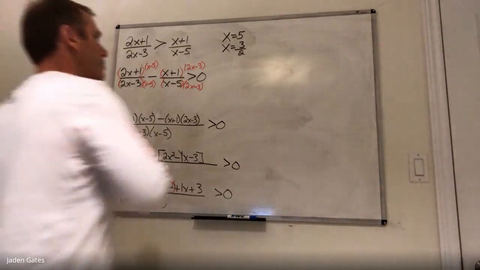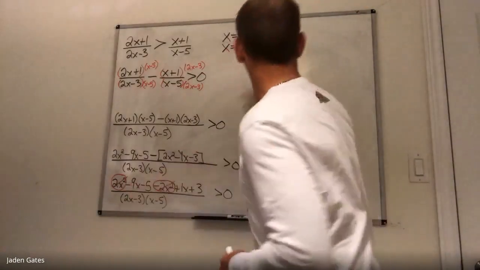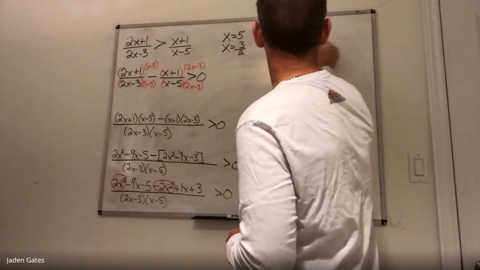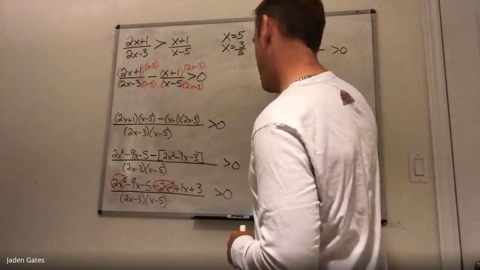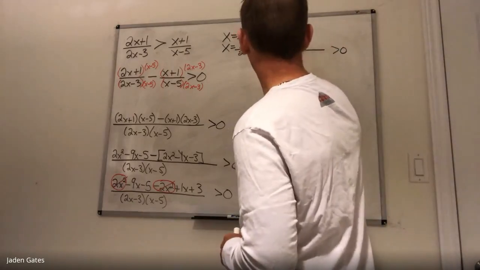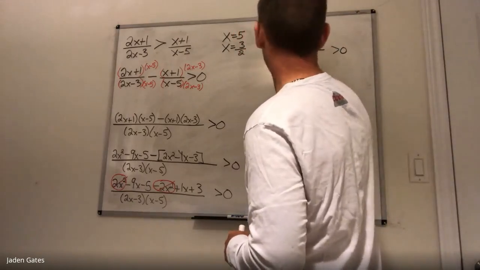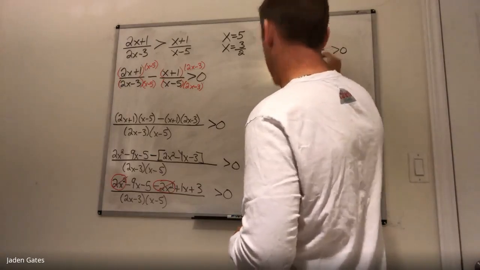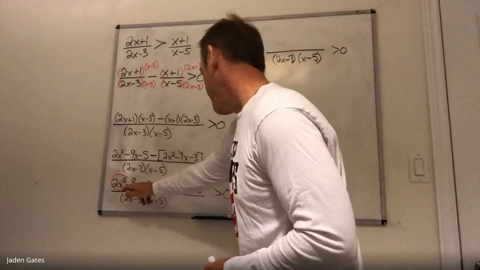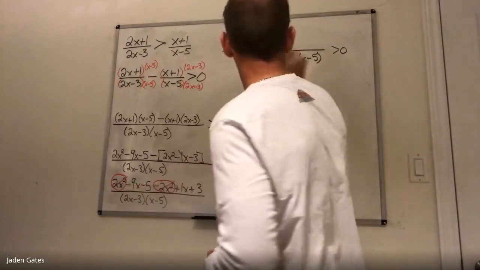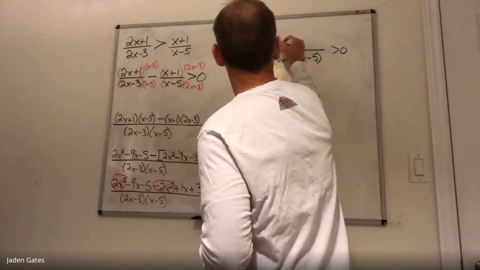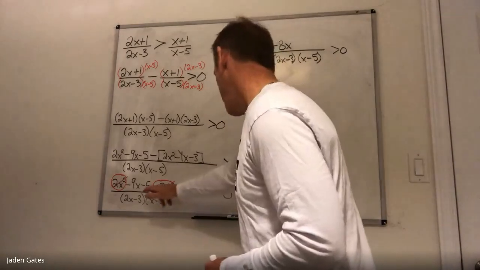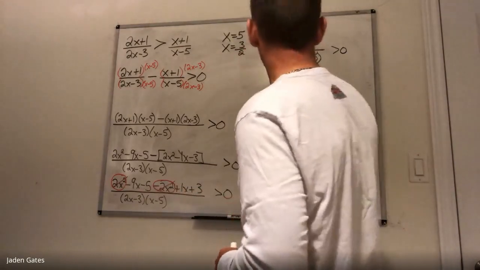Okay, let's see here. So we got our denominator here, which is the 2x minus 3, x minus 5. So I put my x terms together: I got a minus 9x plus an x. That's minus 8x. And then we have a minus 5 plus a 3. So that's minus 2.